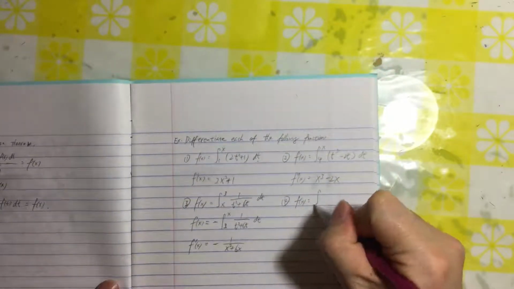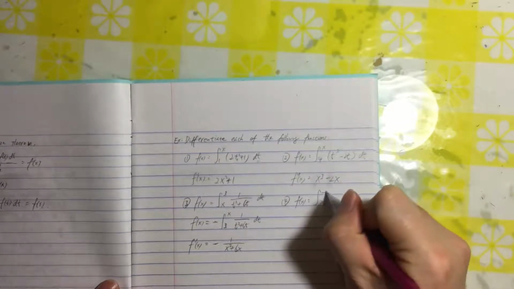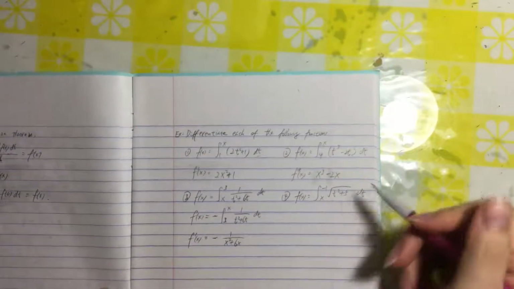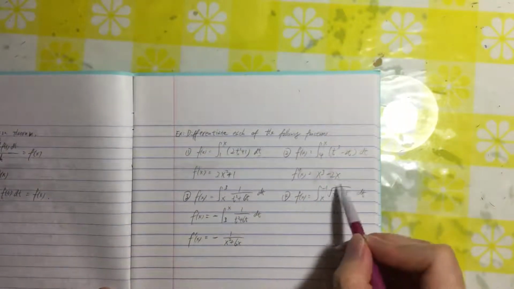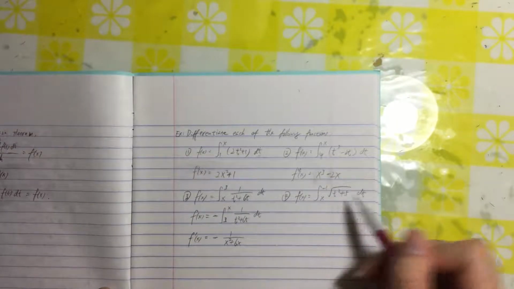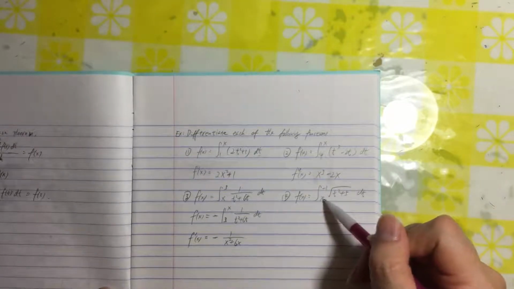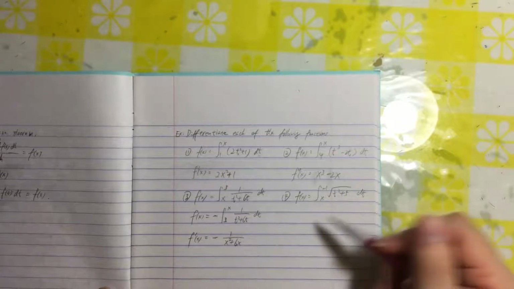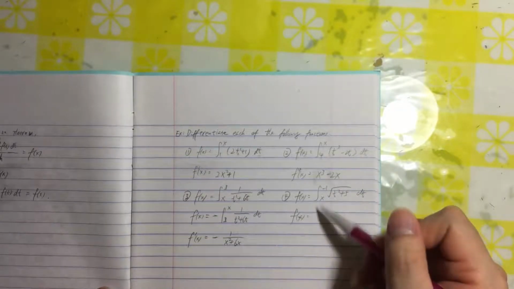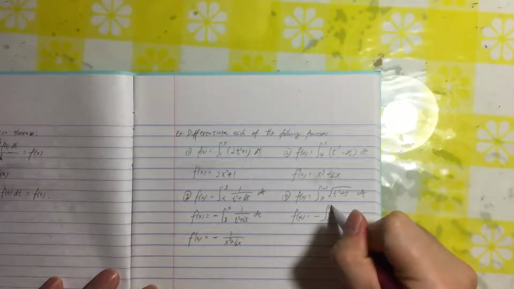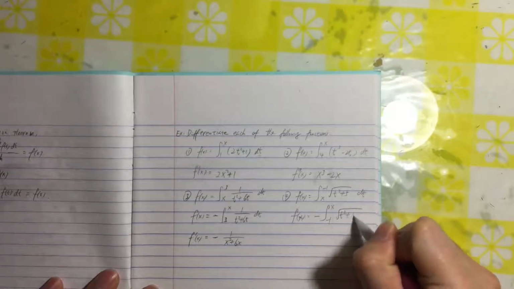f of x is the integral from x to -1 of the square root of t squared plus 5 dt. For this function, the lower limit is a variable and the upper limit is a constant. If we try to take the derivative, we need to interchange the upper and lower limits. One property of integrals says that if I interchange the upper and lower limits, I change the sign of the integral. So this integral can be rewritten as negative the integral from -1 to x of the square root of t squared plus 5 dt.